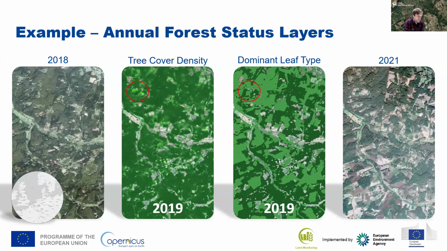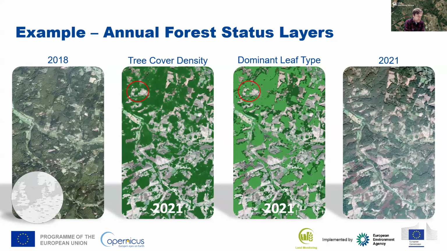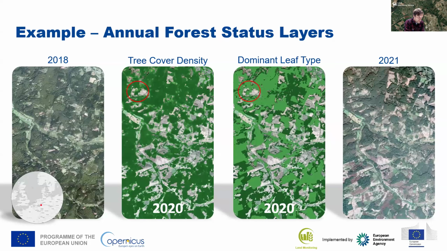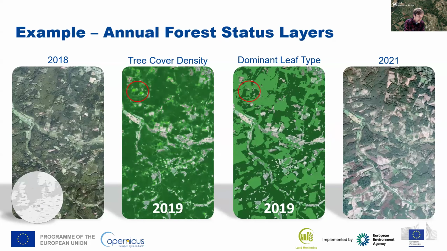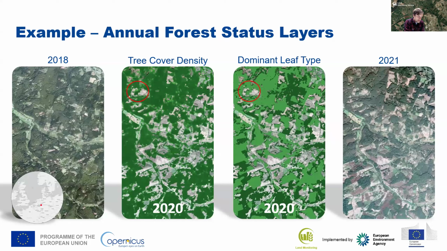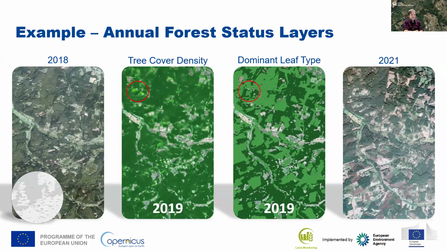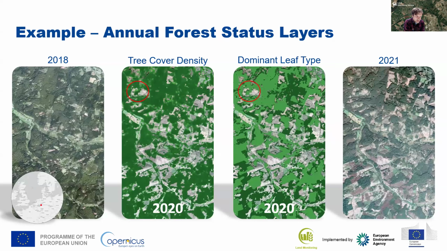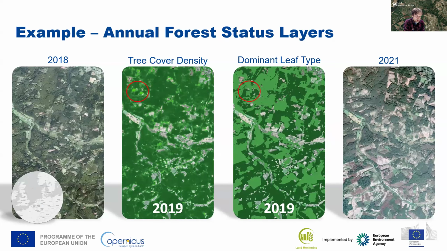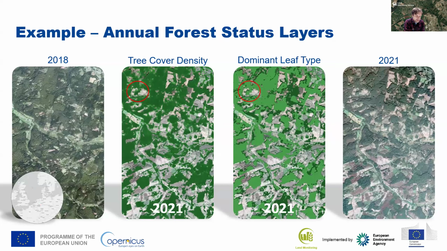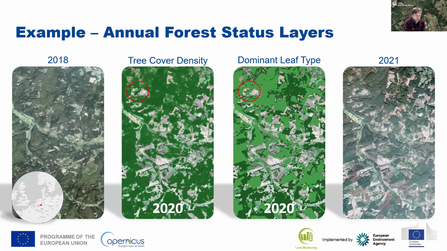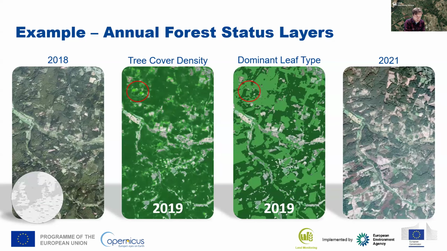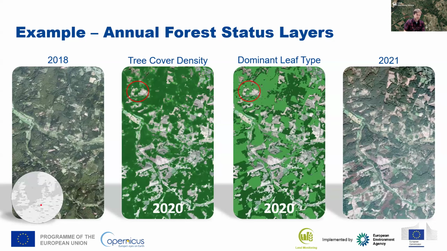In 2019 we see some first decreases there, and then in 2020 and 2021, due to the large-scale clear cuts and dying of the coniferous trees, a reduction of the tree cover density. And the dominant leaf type documents these changes quite well as well. So in 2018, basically all the forest areas are covered with broadleaf and coniferous tree stands, and then especially the coniferous part is being reduced in 2019, 2020 and 2021.